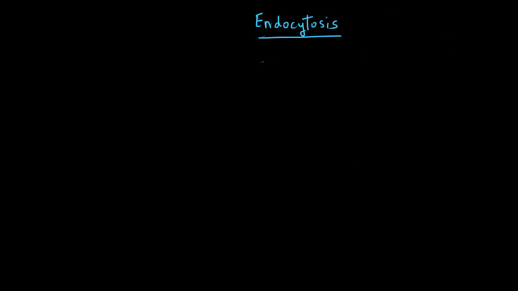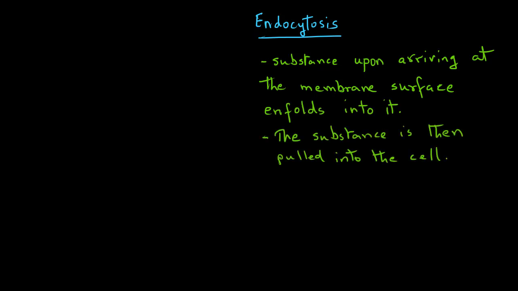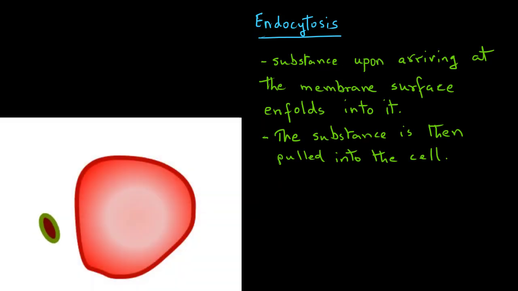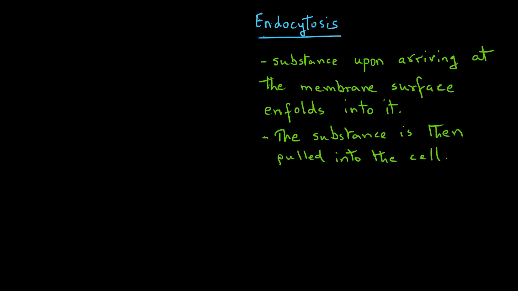The fourth type of mechanism is called endocytosis. In this case, when the substance arrives at the membrane surface, it enfolds onto it, and then the substance is simply pulled into the cell across the cell wall, and it transfers into the interior of the cell. So in summary, we have looked at 4 different mechanisms by which substances get absorbed into the cell.